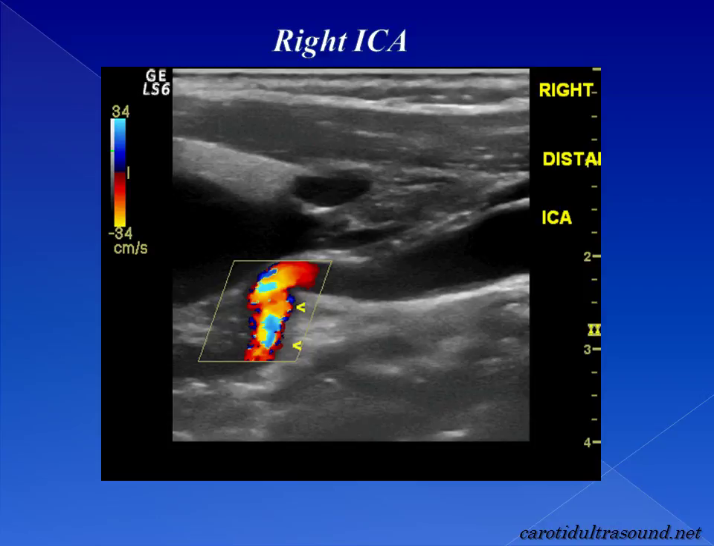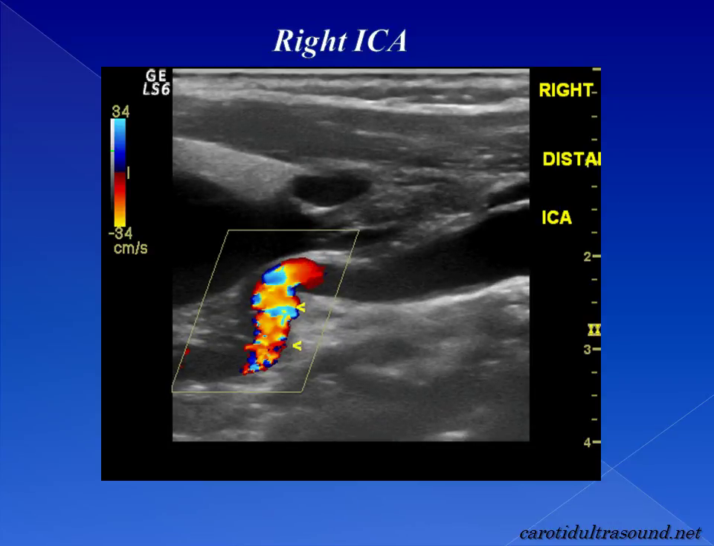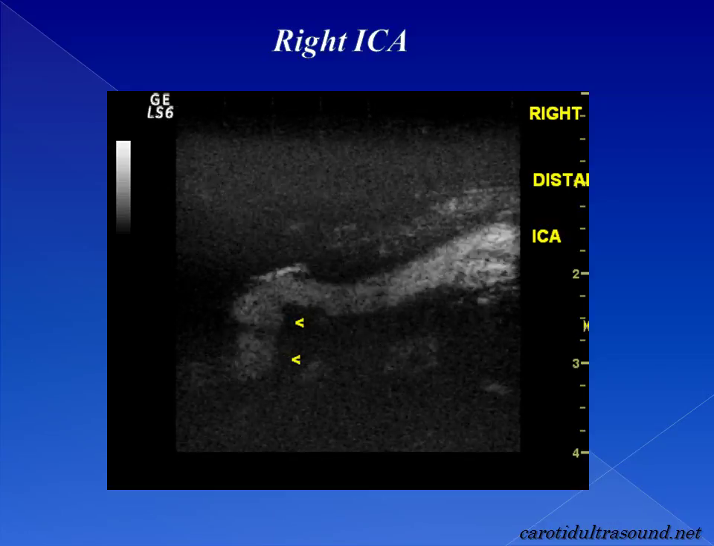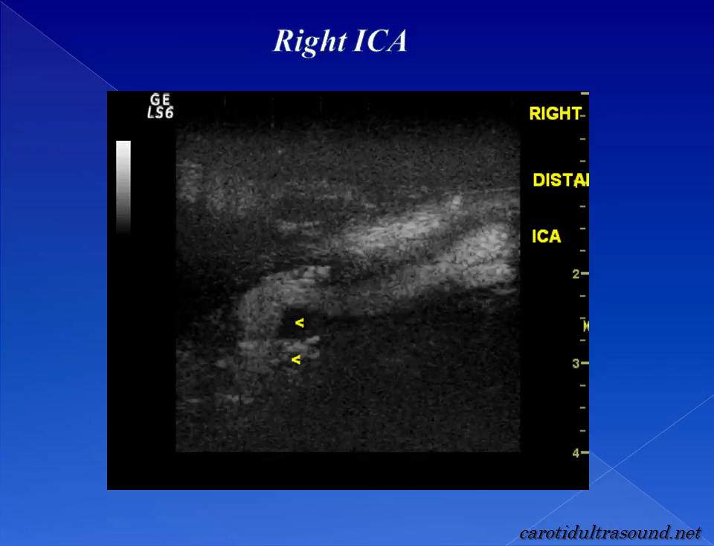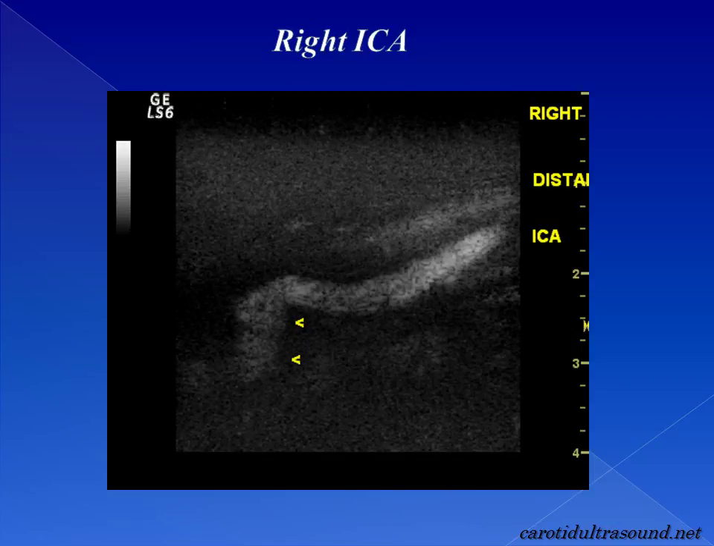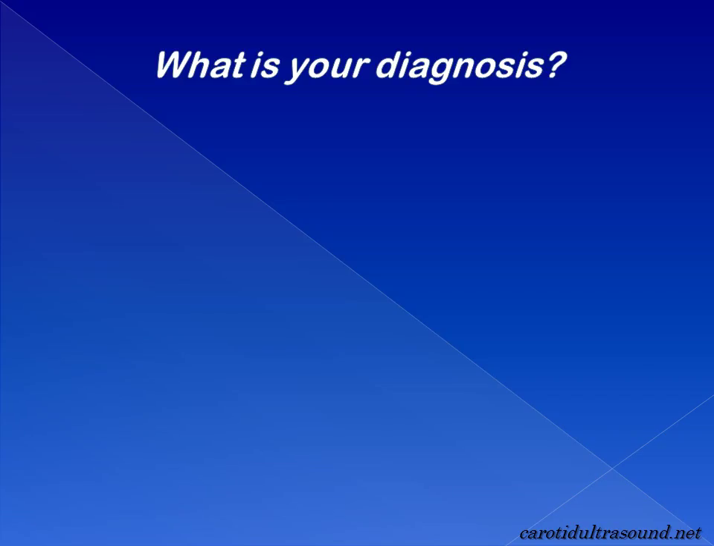And here is a color flow image of the distal internal carotid artery. And the same segment on B flow. And a still picture on B flow. So what is your diagnosis?